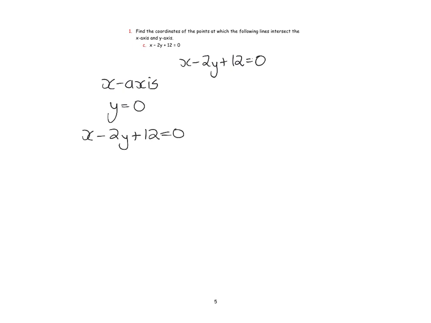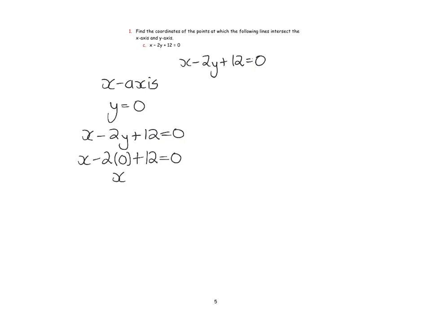The final example I'm going to look at here says it has the line x minus 2y plus 12 is equal to 0, and it wants us to find the point where it crosses the x-axis and y-axis. So we have the x-axis to start with, and it's going to cut the x-axis when y is equal to 0. So we have the line x minus 2y plus 12 is equal to 0. So we replace y with 0. So this becomes x minus 2 times 0 plus 12 is equal to 0.